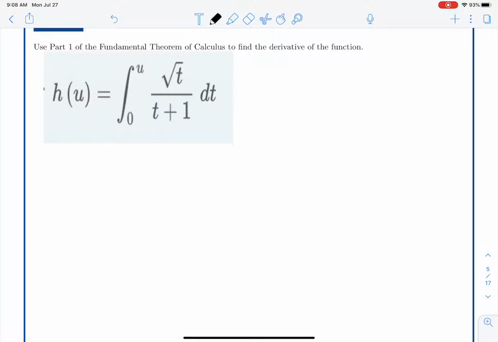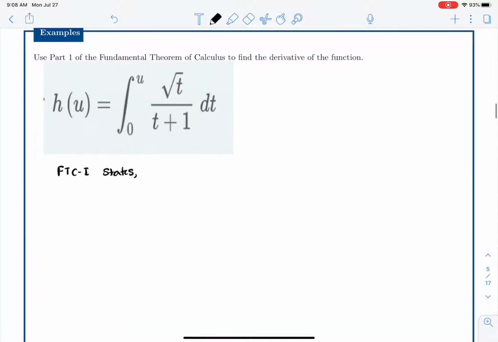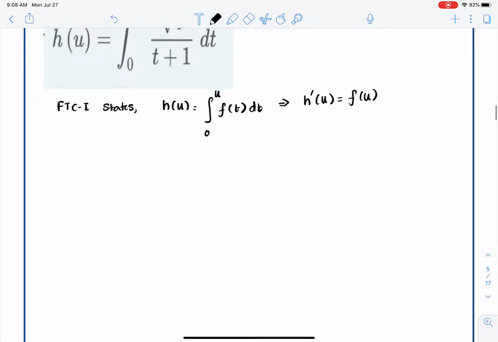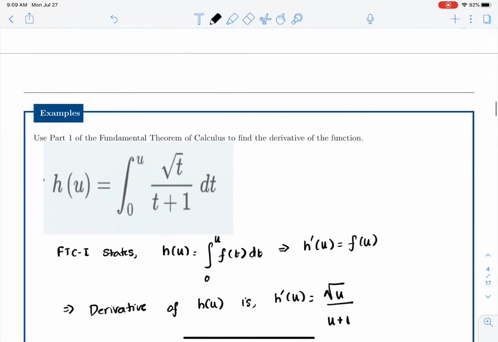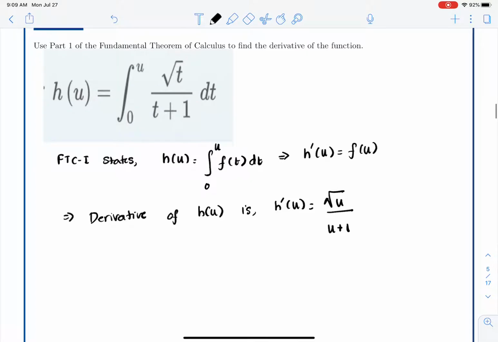So here we have a function in terms of u. T here is the dummy variable. So what does the fundamental theorem of calculus state? FTC1 states that h of u equals integral 0 to u of f of t dt implies h prime of u is simply f of u. Therefore, the derivative of h of u is h prime of u, which would be square root of u divided by u plus 1. So it's very straightforward using the fundamental theorem of calculus 1.